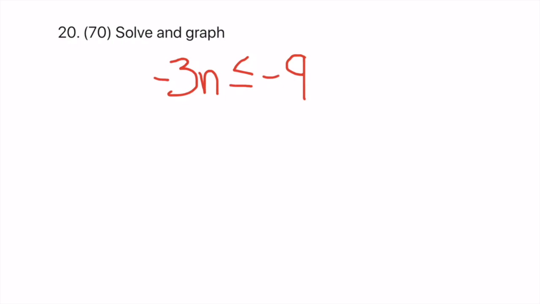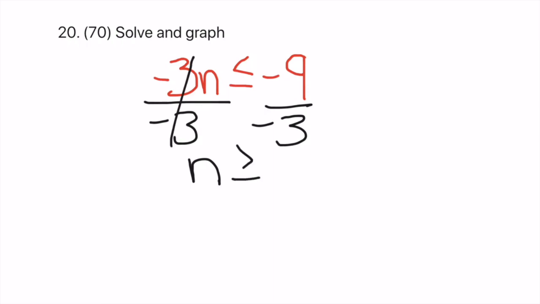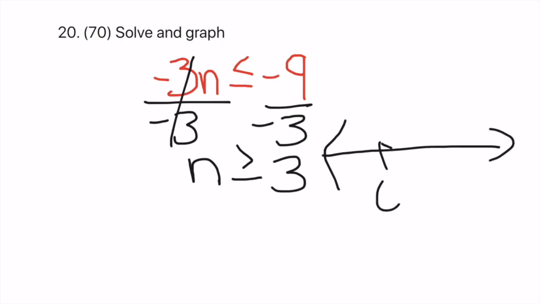So we're going to divide both sides by -3, and notice we divided by a negative number. So that means our sign flips. -9 divided by -3 is a positive 3. And when we go to graph that, oops, we have 0, 1, 2, 3. And it's going to be a closed circle around 3.